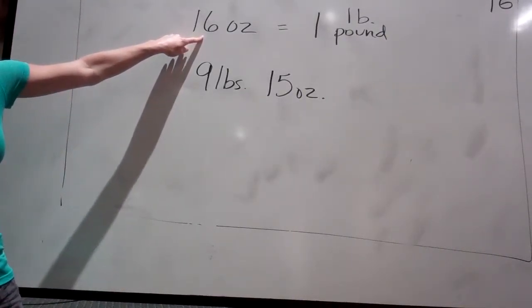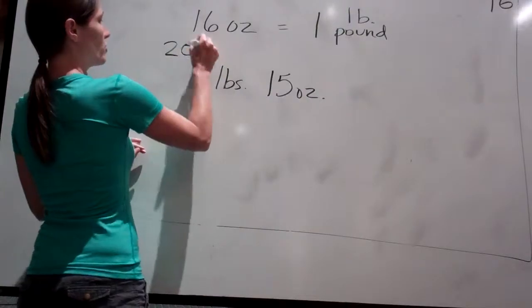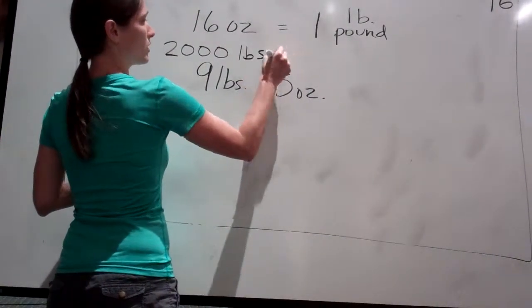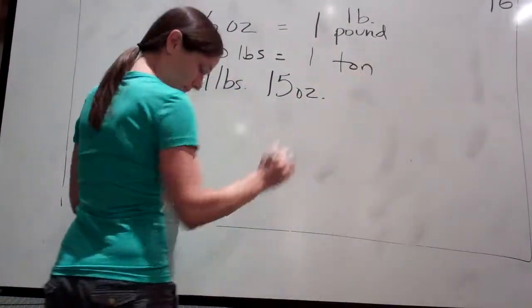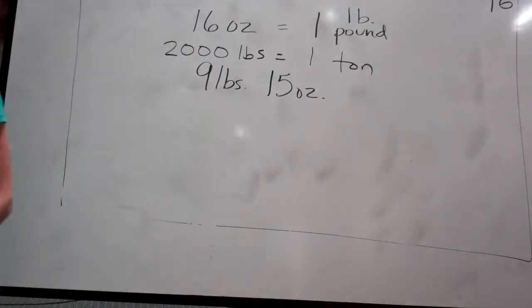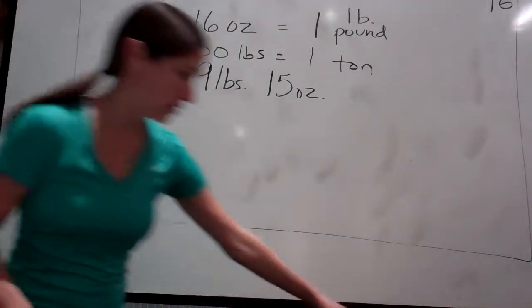This is one of the things that you need to know. And then here's another one. 2,000 pounds equals 1 ton. 1 ton is 2,000 pounds.